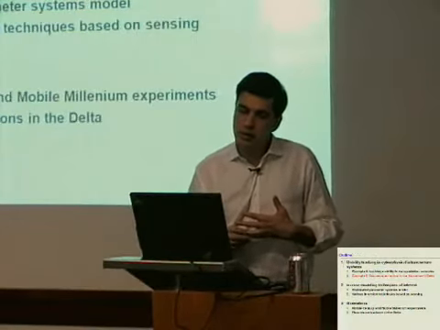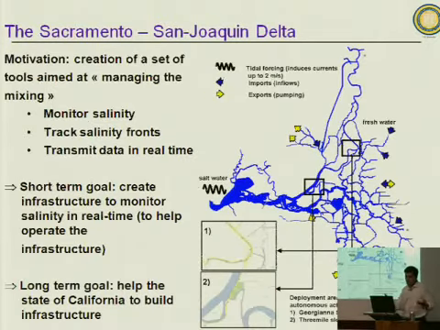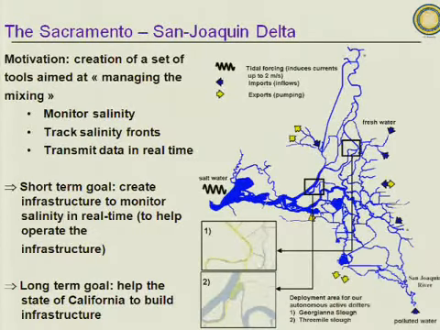So the second example that I would like to use as a motivation for this talk is the problem of flow reconstruction in the Sacramento Delta. For those of us who live in California, we're somewhat familiar with the geography and topography of the bay. And at the core of the bay is the Sacramento-San Joaquin Delta, which is a very interesting network of water channels, which exhibit a lot of interesting features from a hydrodynamic perspective, which have very significant environmental impacts. So San Francisco on that picture would be about here.